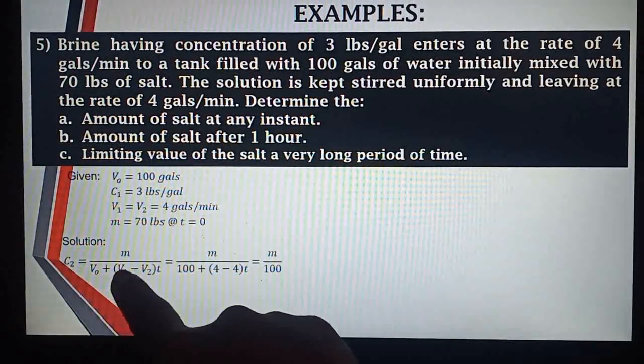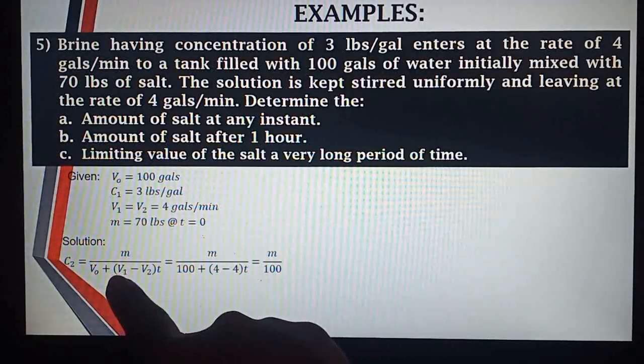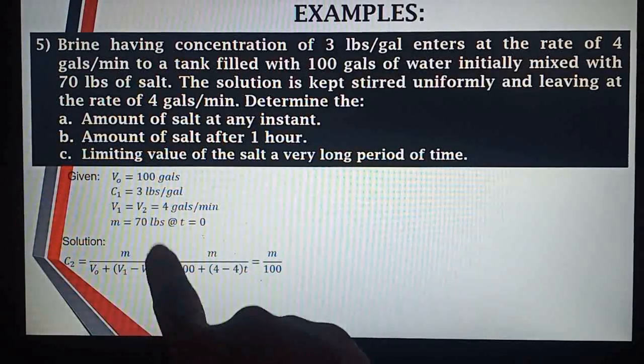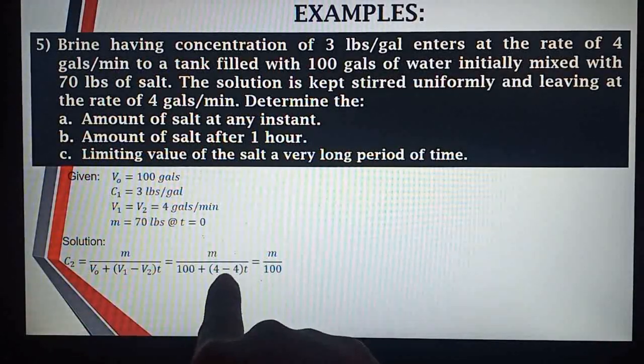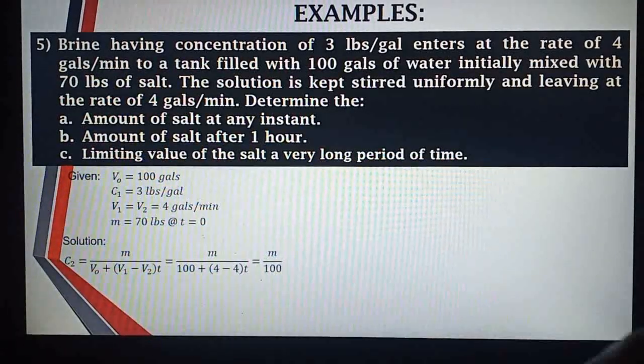So the C2 is equal to M over V0 plus V1 minus V2 multiplied by the T. So that is equal to M over 100 plus 4 minus 4 multiplied by the T. That is simplified as M over 100.